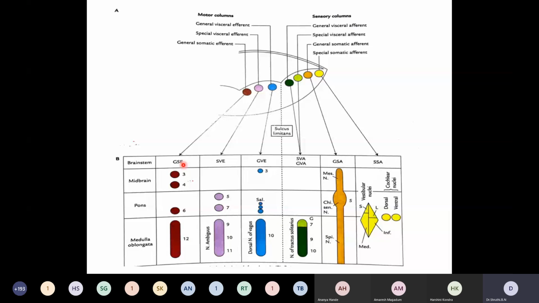Under that you get 4 nuclei: third cranial nerve nuclei, fourth, sixth and 12th. But they are all not situated at one place. They are at different levels of this brainstem. So these three things together form a brainstem. Clear now?